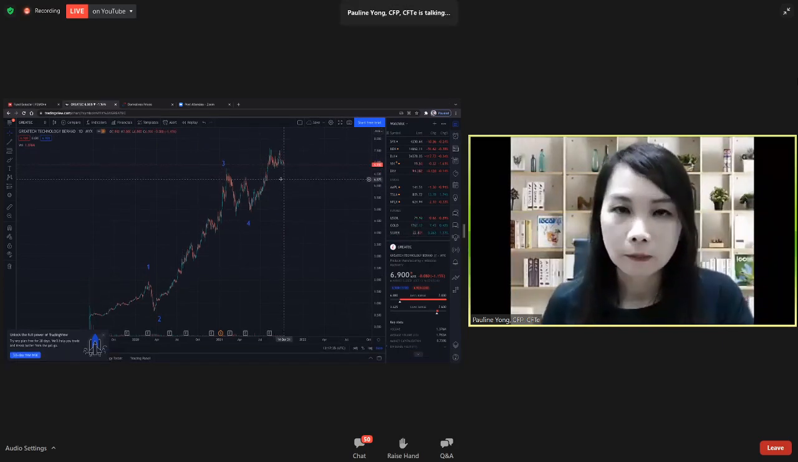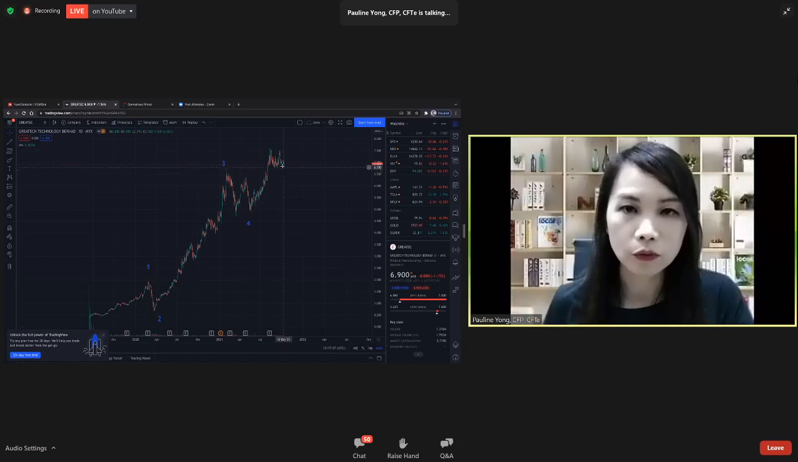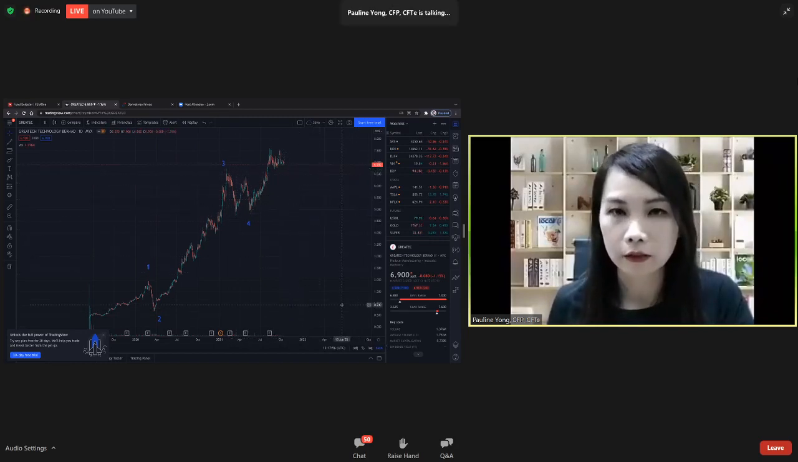But sometimes, when do you think that this trend is over? The trend is over when you have a lower low than this wave number 4. So when you start to see a lower low than wave number 4, that means this trend is over, and then you should see the beginning of a downtrend.